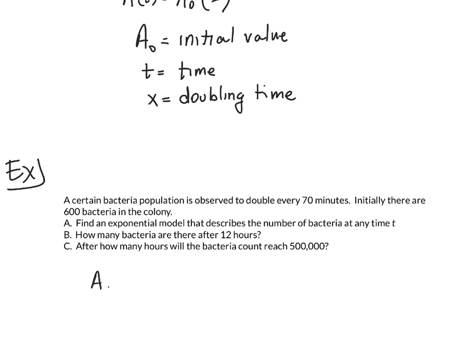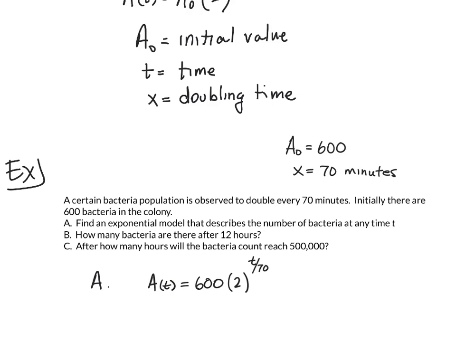For part A, let's describe some of the variables. The initial count is 600. The doubling time is 70 minutes. So an exponential model that describes the number of bacteria at any time t is: amount at any time t equals the initial count, then a base of 2, and the exponent is t divided by 70.